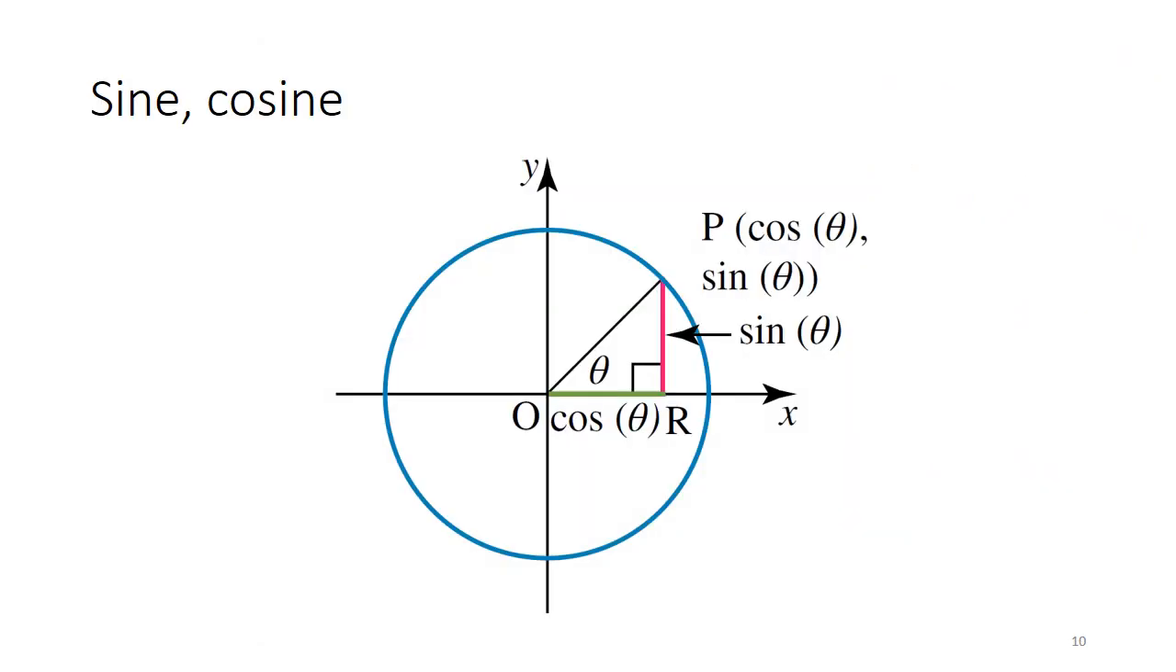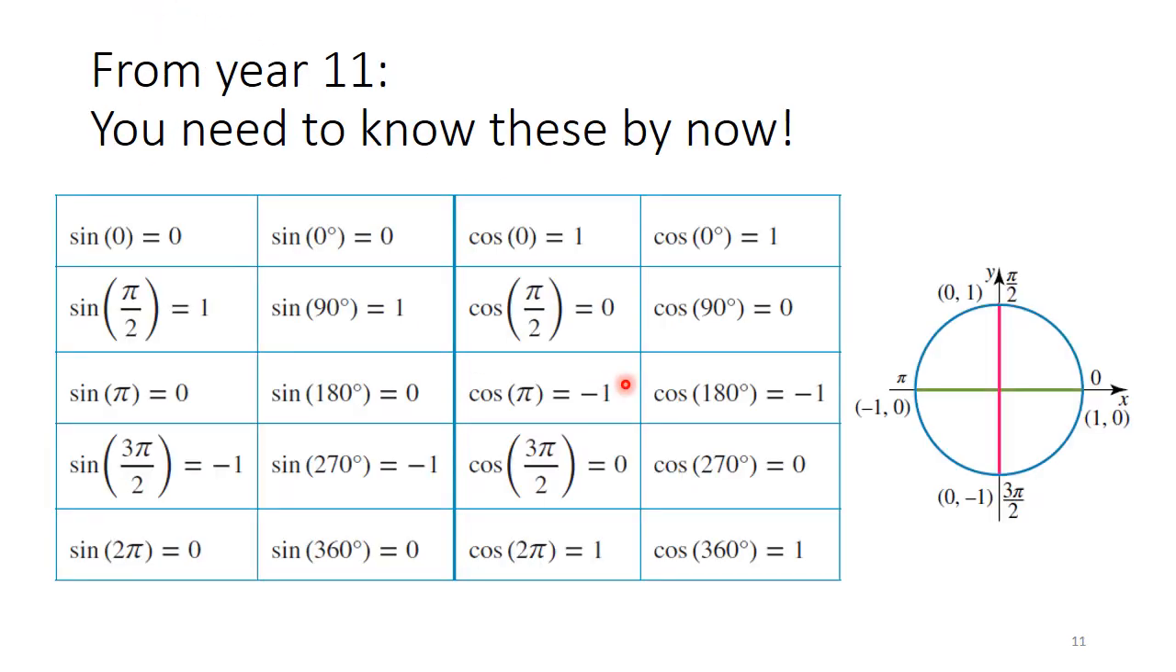And this is a much nicer picture for you to take notes. Again, very important: the x coordinate is always given by cos theta, and the y coordinate is always given by sine theta. Let's go back to year 11. You have learned about these boundary angles. Remember, sine gives you the y coordinate, cos gives you the x coordinate.